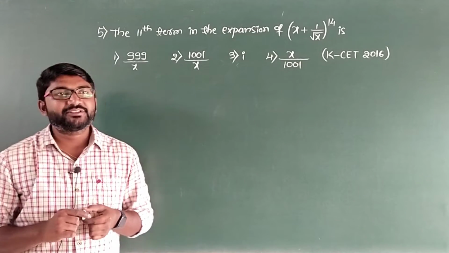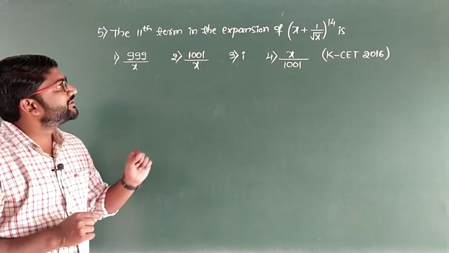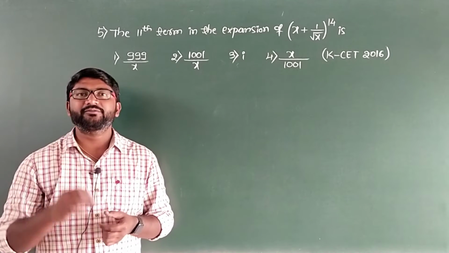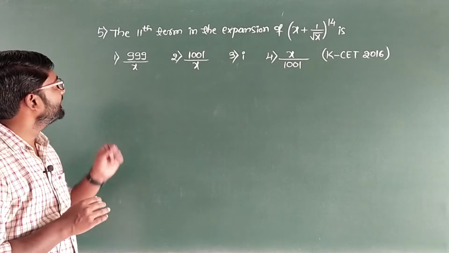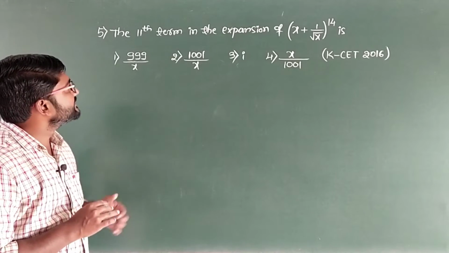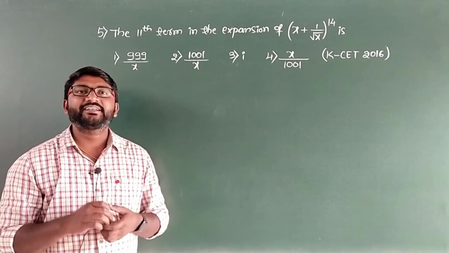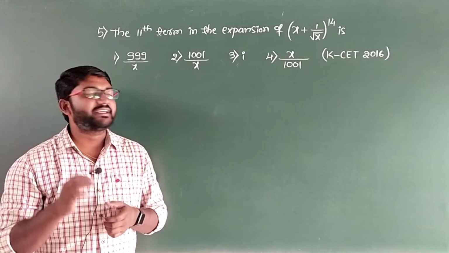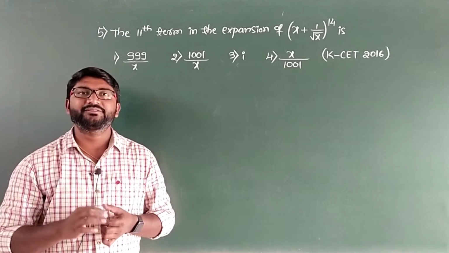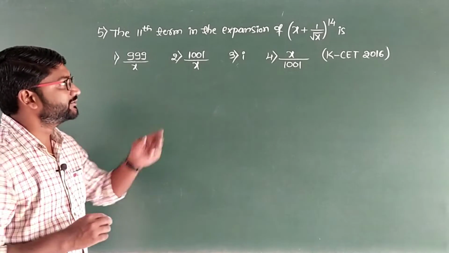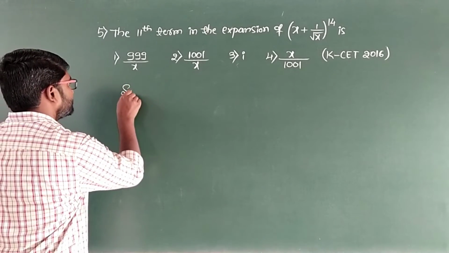Well, the next question, it is the 11th term in the expansion of x plus 1 by root x whole to the power 14 is, and the four options are 999 by x, the second option is 1001 by x, the third option is 1, and the fourth option is x divided by 1001. This question was given in Karnataka CET 2016. So let us take up the given question.